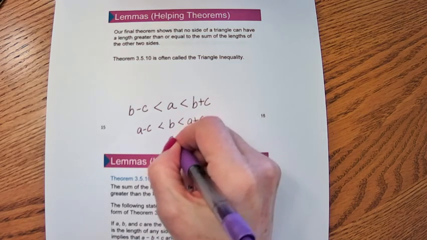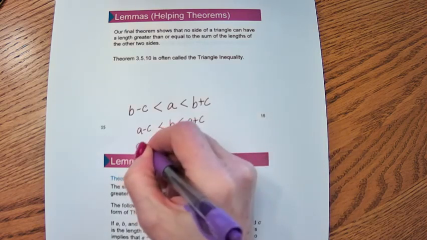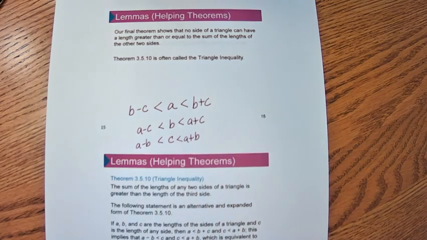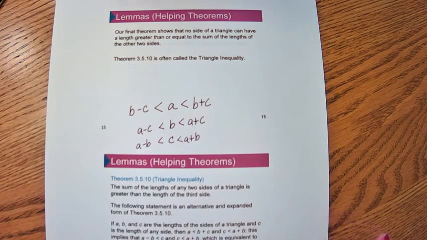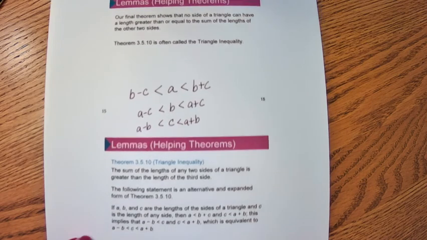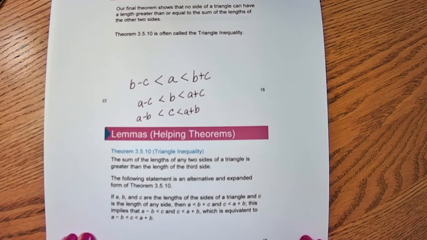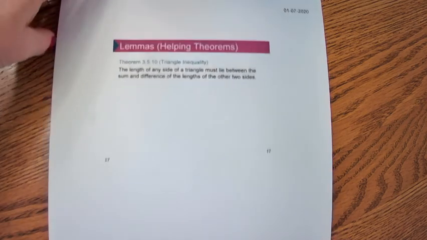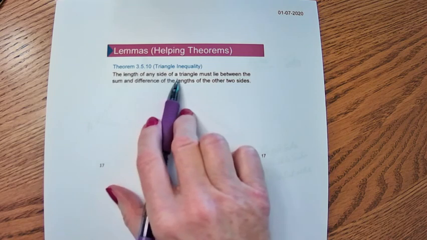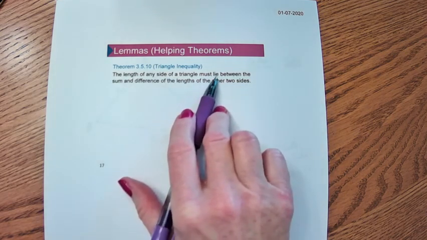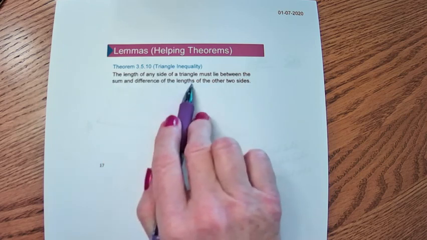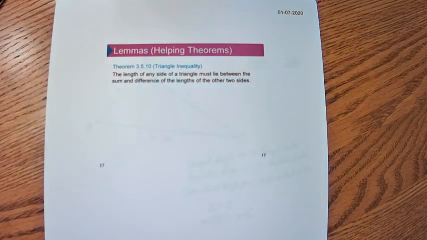And I might as well put this down here. If we're talking about side C, the other two sides are A and B. That's the triangle inequality theorem. So another way to say that is the length of any side of a triangle must lie between the sum and the difference of the lengths of the other two sides, greater than the difference, less than the sum.